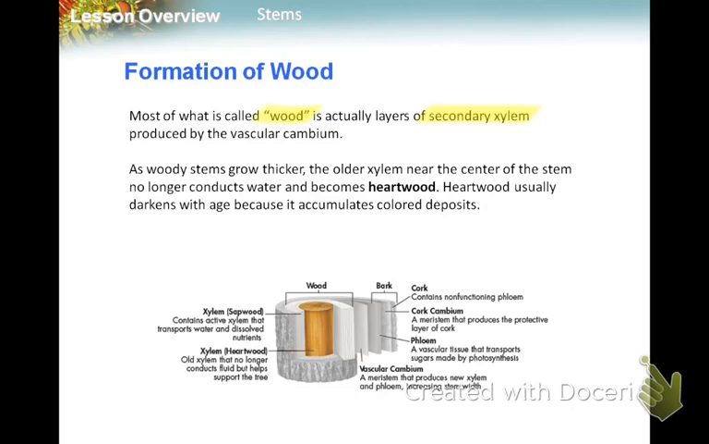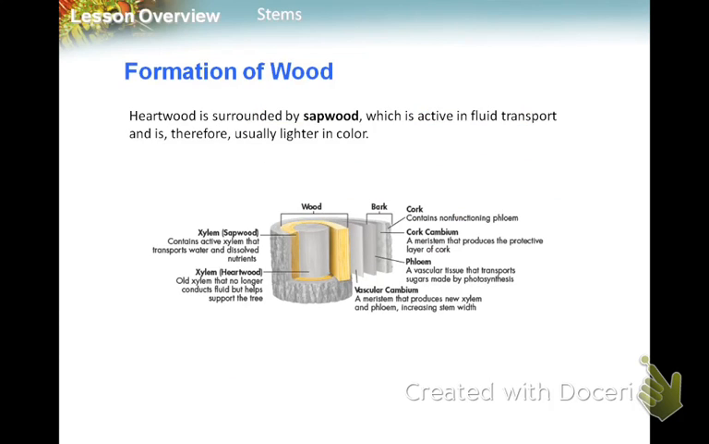As woody stems grow thicker, the older xylem near the center of the stem no longer conducts water and becomes what we call heartwood. It darkens with age because it accumulates colored deposits. So that's in the middle. This is the heartwood that's in color right here in the center of the stem. Around the heartwood is sapwood. It's still active in transporting water, and it's lighter in color. So that's what you see highlighted here.